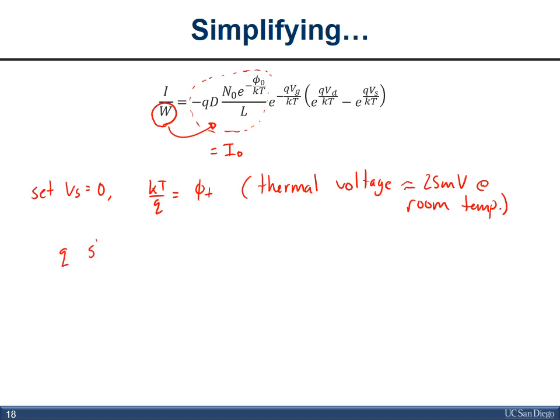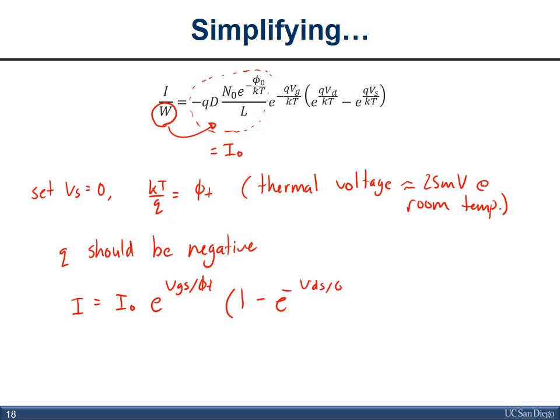So Q should be negative. So let's just flip the sign and we get an expression that looks like the current through the subthreshold MOSFET is I naught e to the VGS over phi t times 1 minus e to the minus VDS over phi t. Those of you who have studied MOSFET physics before should find this formula to be very familiar.